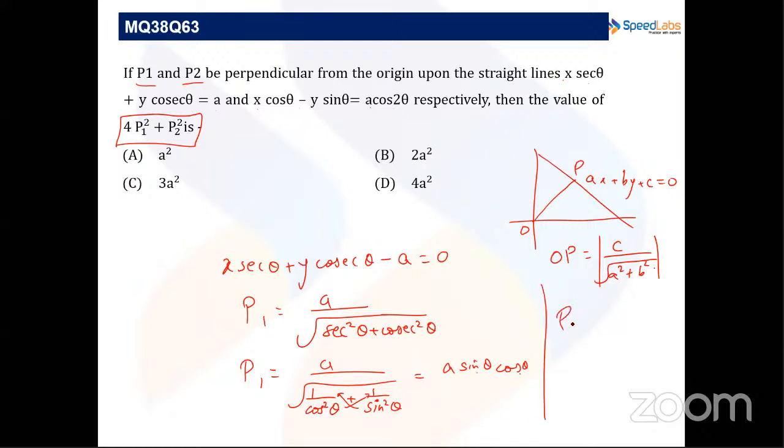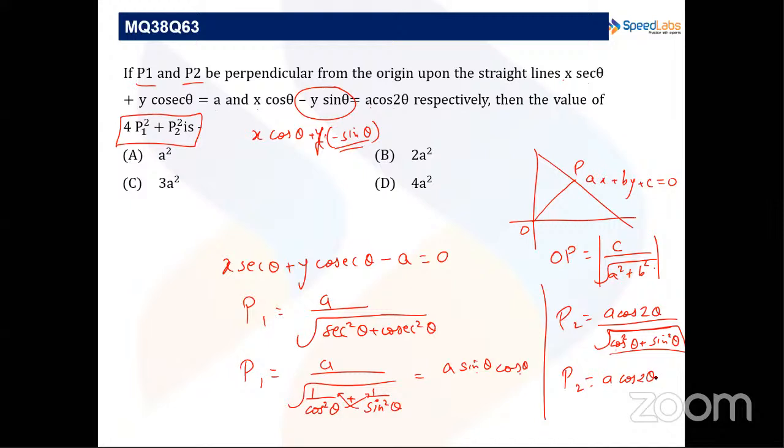Similarly, for P2, it will be a cos 2 theta divided by under the root cos square theta plus sin square theta. Whether this coefficient is in minus, it will be x cos theta plus y of minus sin theta. So the square of minus sin theta will be sin square theta, and this whole quantity will be 1. So P2 is a cos 2 theta.